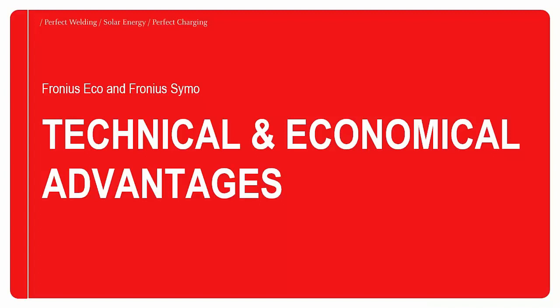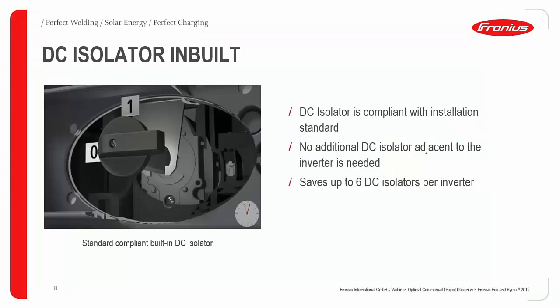Okay, now let's talk in detail about the technical and economical advantages of Fronius Eco and the SIMO inverters. The DC isolator is already built inside our inverter, while maintaining the installation standard, so there is no additional DC isolation needed for this inverter. That can save system cost.